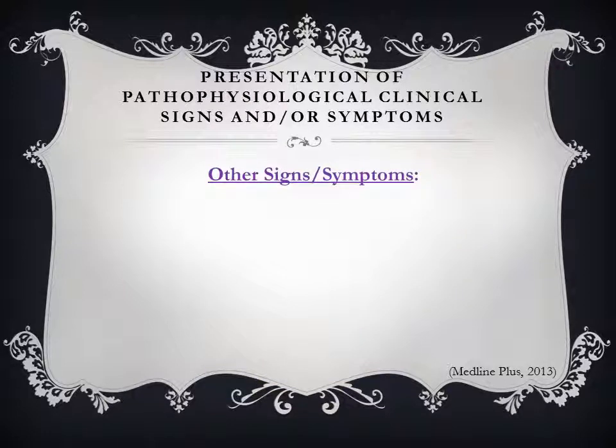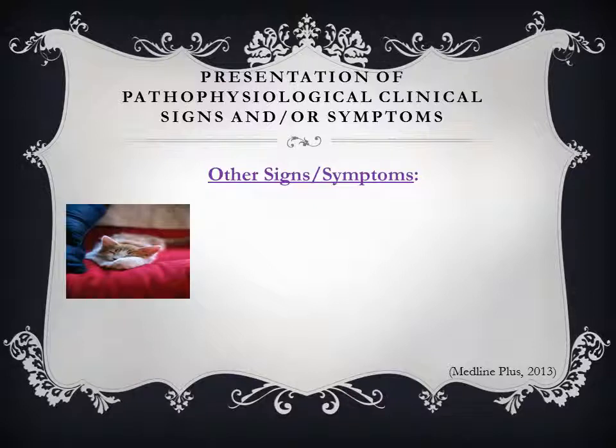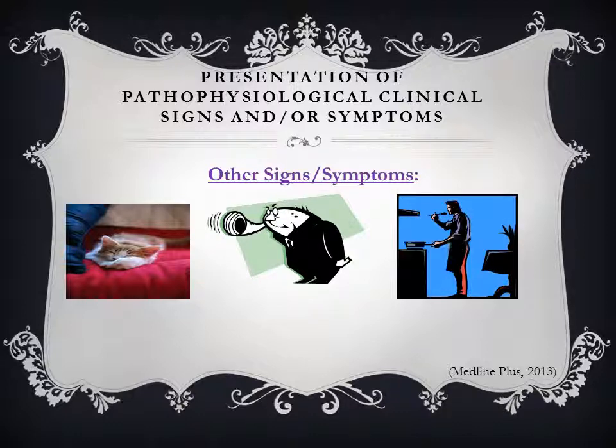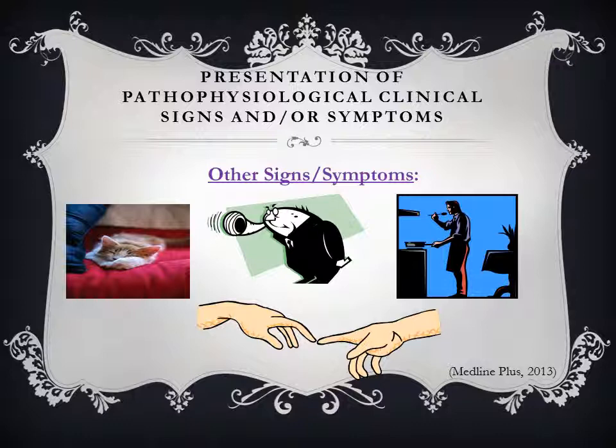Other signs and symptoms depend on, again, how severe the stroke is and what part of the brain is affected. Symptoms may include changes in alertness, including sleepiness, unconsciousness, and coma, changes in hearing, changes in taste, and changes that affect touch and the ability to feel pain, pressure, or different temperatures.